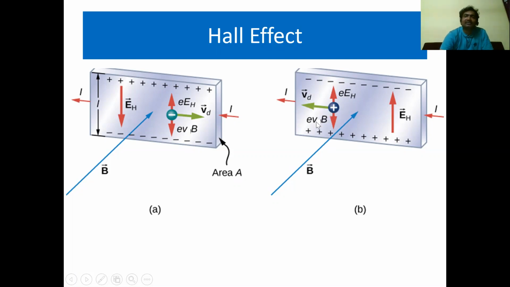In that process, they attain the velocity v. And now, they produce a current I in the same direction as the motion of the hole. So now when I apply a magnetic field B in a direction perpendicular to the current, this hole experiences a force BeV, which is Lorentz force. Due to this, a large number of holes are accumulated on the lower face.